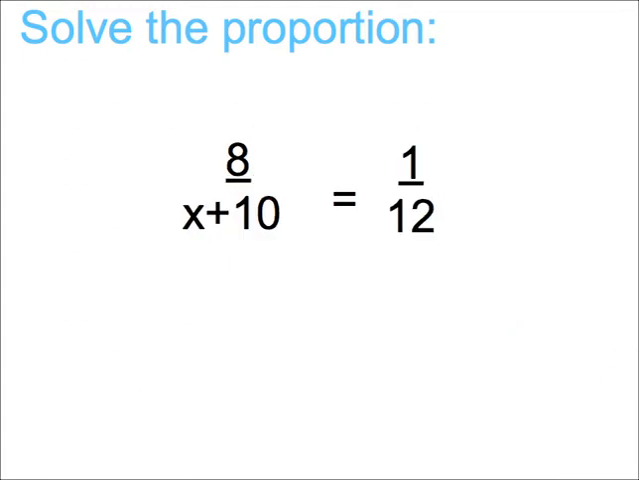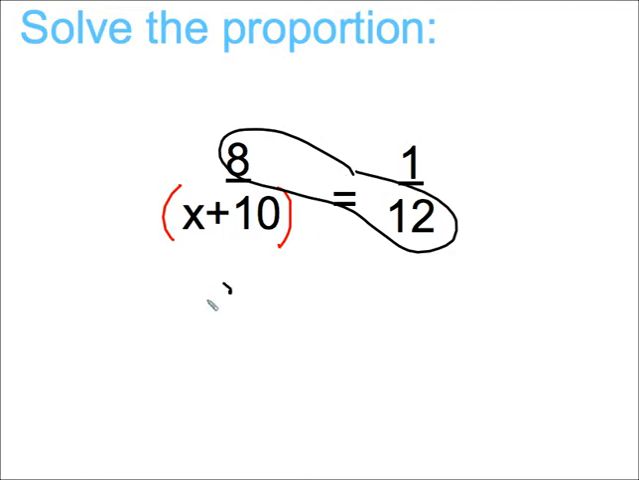Let's look at another one like that. We'll look at an easy one. We're going to get a little more complicated here in a second. Once again, I see two terms, so I'm going to put parentheses around that right away. Okay, I'm going to cross multiply. I'm going to take 8 times 12 first. Okay, 8 times 12 is 96.